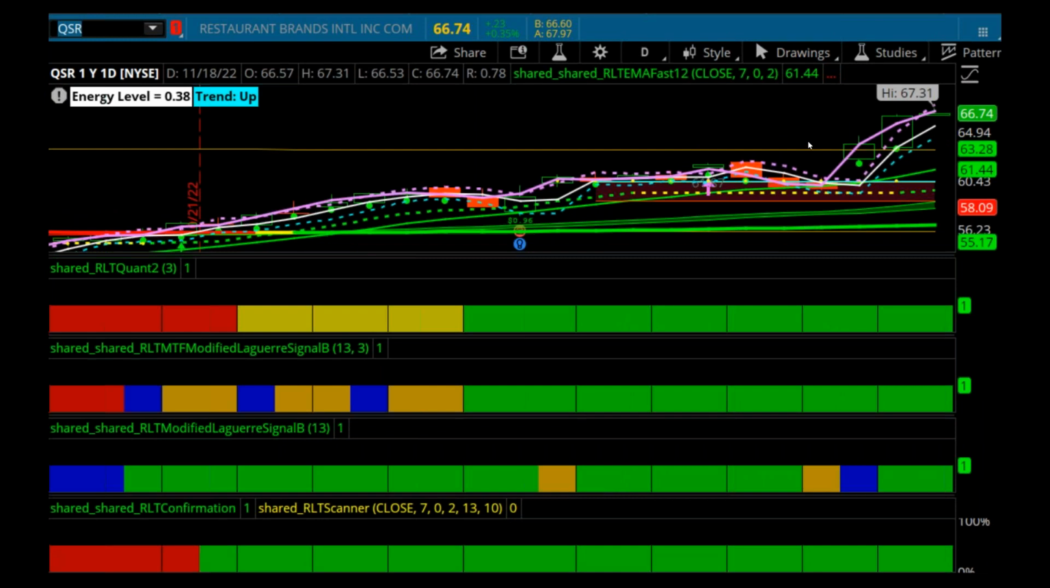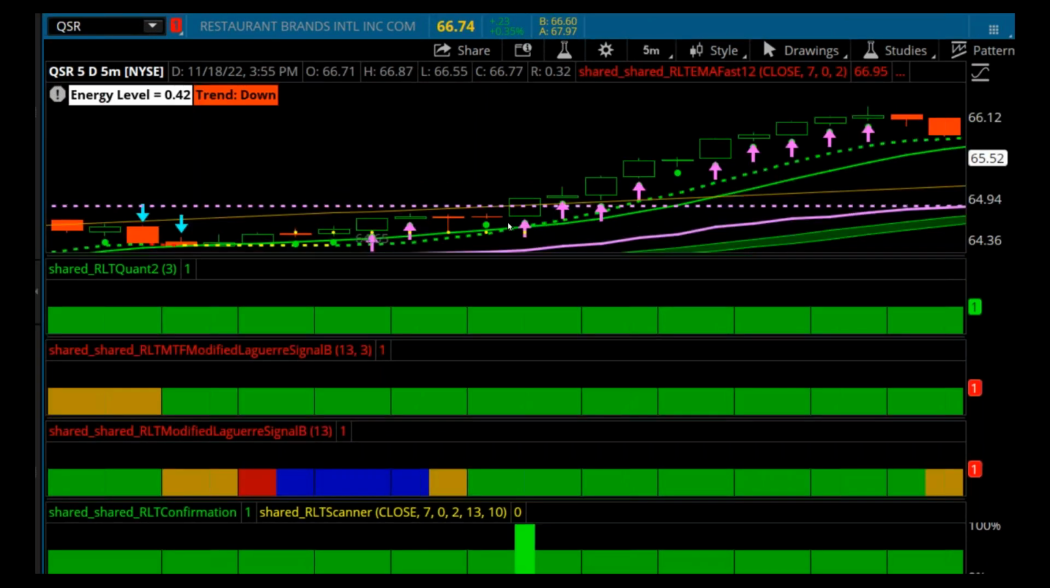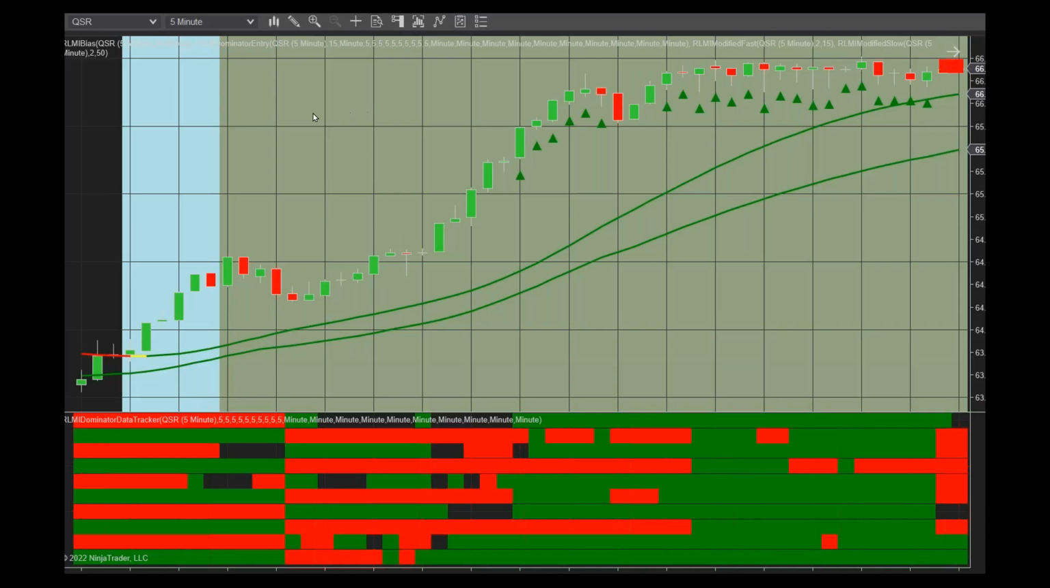So we knew it looked good on the daily, and here it is nice in the 5-minute. Here we ride it up, and we just take this up for about 7 or 8 candles. Notice it went to yellow, we're out of the trade. We took profits. Now I want to show you what this was like at 11 o'clock in the morning, 11:15. I want to show you what the dominator system was saying on QSR at the same time.